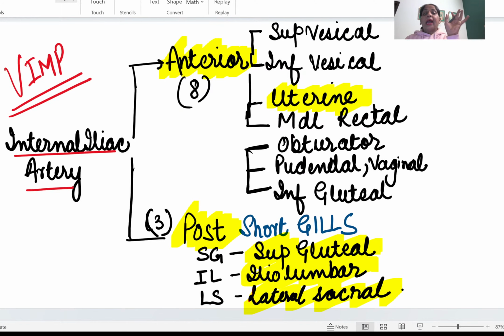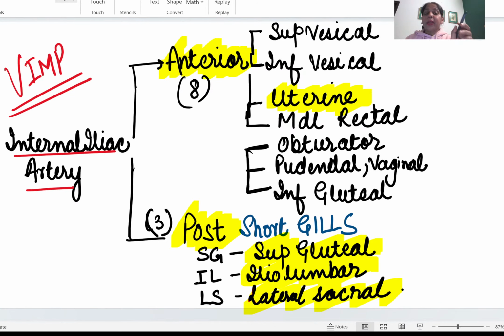Okay, in the anterior division, you know that the uterine artery is a branch of the anterior division. A simple question was asked in August 20: when we ligate the anterior division of the internal iliac artery, what is controlled? The answer was PPH.